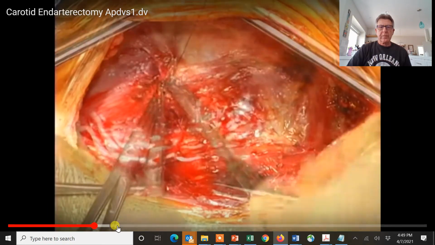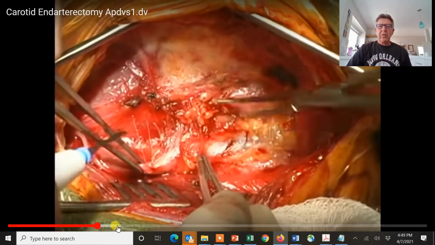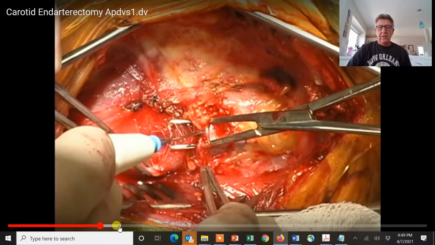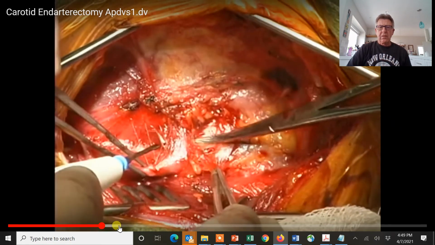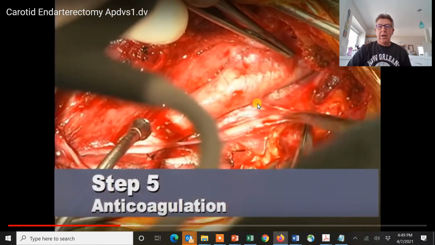All right. Now what they're doing is isolating. We then continue the dissection in a slightly deeper plane, dividing the soft areolar tissue between the jugular vein and the carotid artery. You don't want to cut as close to the carotid artery as possible. All right, there we go.